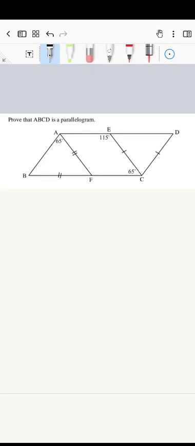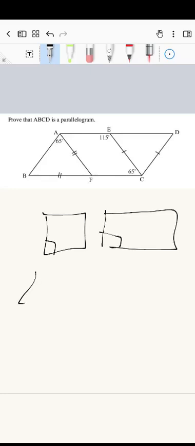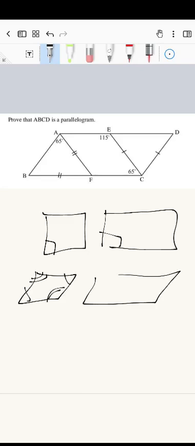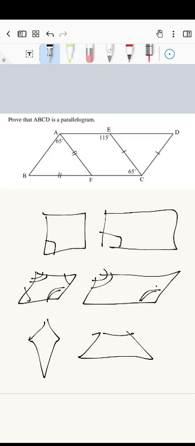So those are squares. That's a square. Those are rectangles. Those are a rhombus. Well, that's not 90, that's a rhombus. Those are parallelograms. Those are kites. Those are trapeziums. Okay, all of those are quadrilaterals.